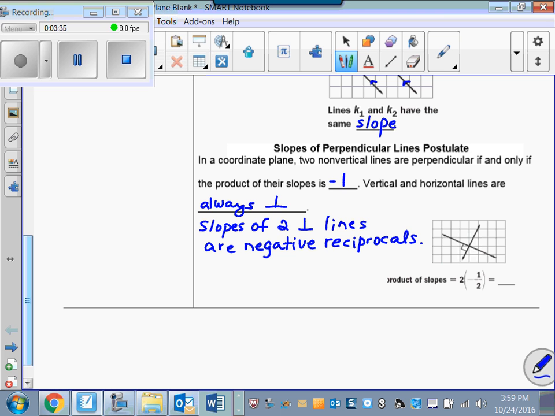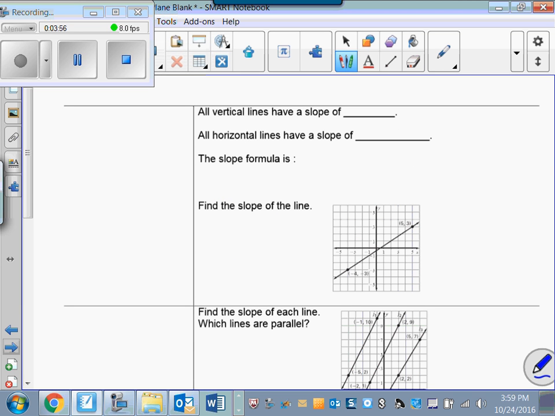So for instance, in this little diagram here, if the slope of this line is 2 and the slope of this line is -1/2, then I know they're perpendicular because that product is -1. Okay? All vertical lines have a slope of, well, it's not a number, it's undefined. Why is it undefined? Because the change in x equals 0, and that means we would have a 0 in the denominator. All horizontal lines have a slope of 0 because you have 0 in the numerator.